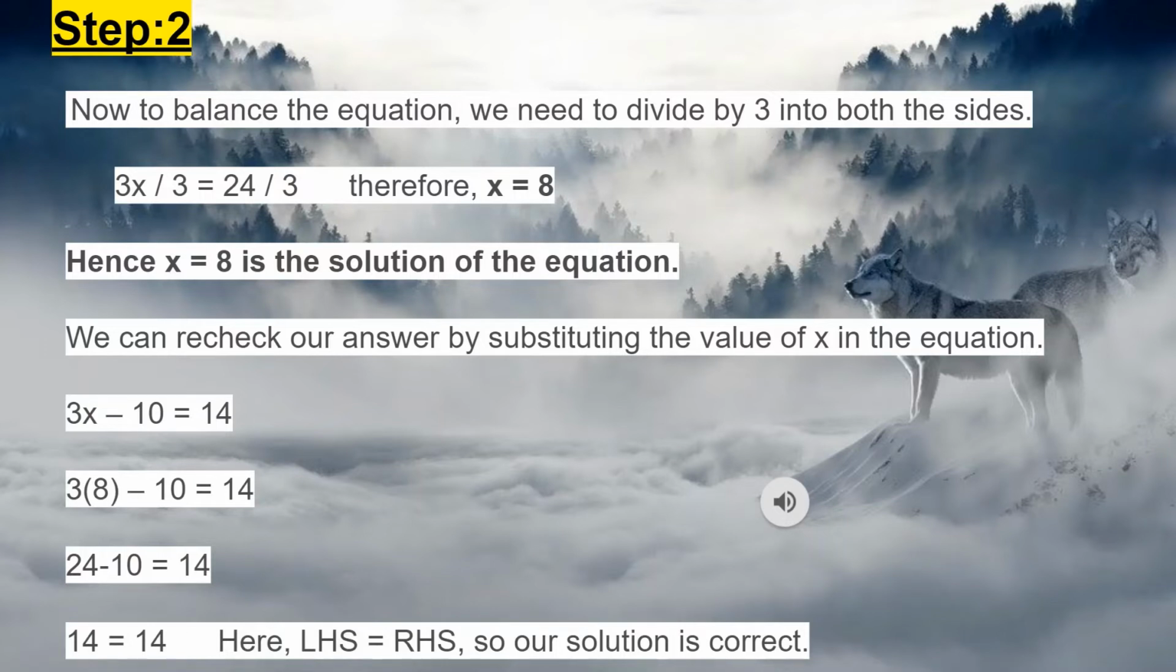Now, if you want to recheck your answer, how? By substituting the value of x = 8 in the given question. So here our question is 3x - 10 = 14. So the value of x is 8. Then put 8 there. So 3 into 8 - 10 = 14. 3 eights are 24. 24 - 10 = 14. So LHS is 14, RHS also 14. So our solution is correct.